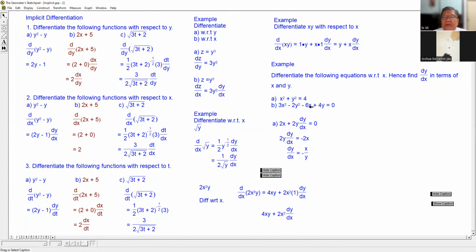Okay, next one. Can you try this one? Then you show me. You try this one using this example here. Okay, try B now.